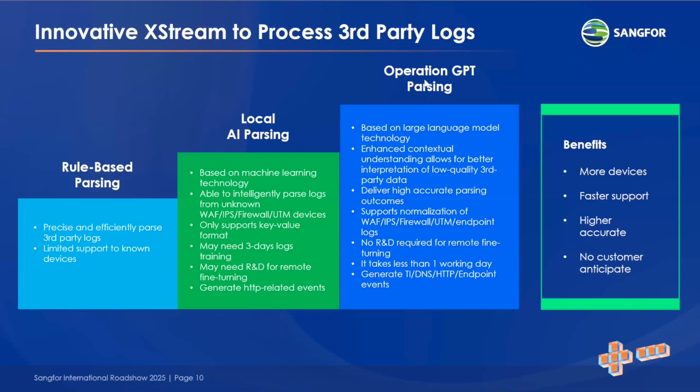And the third one is operation GPT parsing, which means if the logs have too many dimensions, we will connect to our Dubai local data center and use the operation GPT parsing engine. So we can use more calculation to parse the logs. If there are too many logs from different brands and different dimensions, we will do that. So we have 3 layers to do the parsing and enhance the capability.